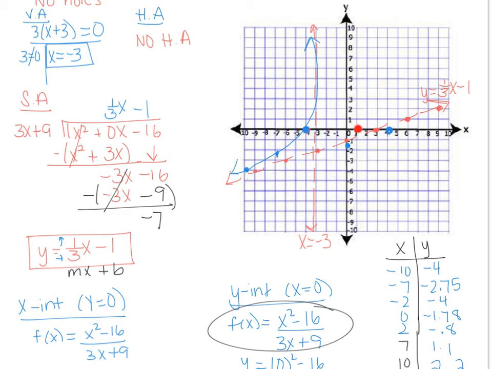Now let's look at between here and here. So we have 0 is negative 1.78, so we already have that. 2 is negative 0.8, so here. 7 is 1.1, and 10 is 2.2, so somewhere here. So it looks like this one is going this way. That's my rational function. Okay, so keeping all this in mind, let's move on to the next question.